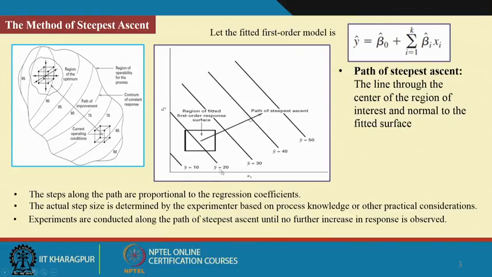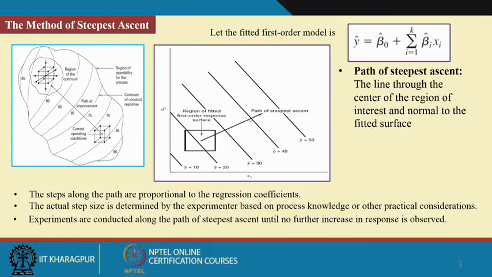I also discussed that when you go for a first order response surface model, the contour plot for the responses will be parallel lines, and if you are operating here, then you start with the origin of this operating zone and then follow the path normal to the fitted surface.